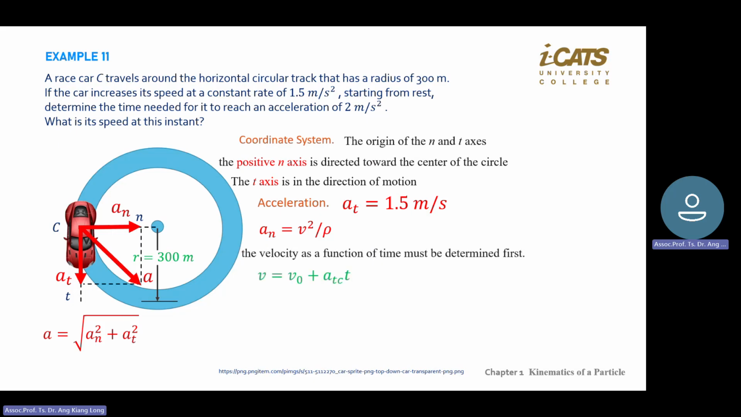So again, use the three motion equations. V equal to V0 plus AT. Why can you use the three motion equations? Because acceleration is constant. The speed increases at a constant rate.